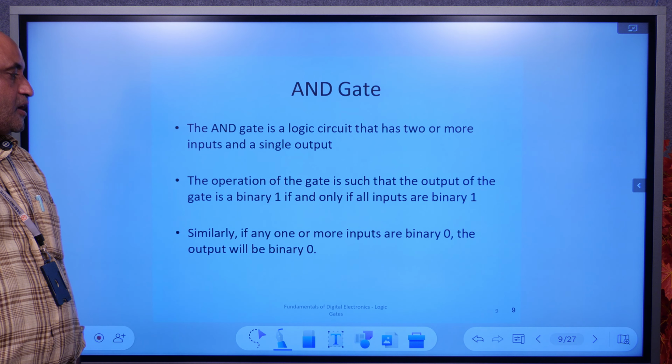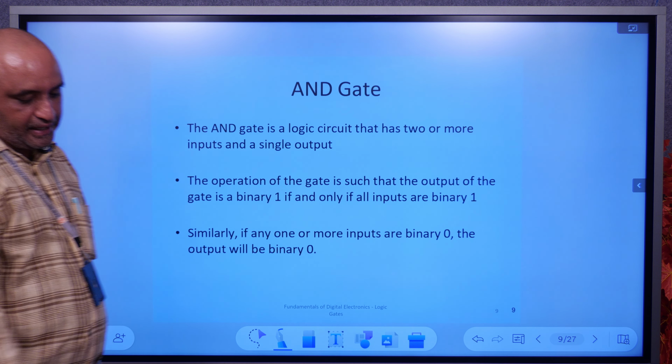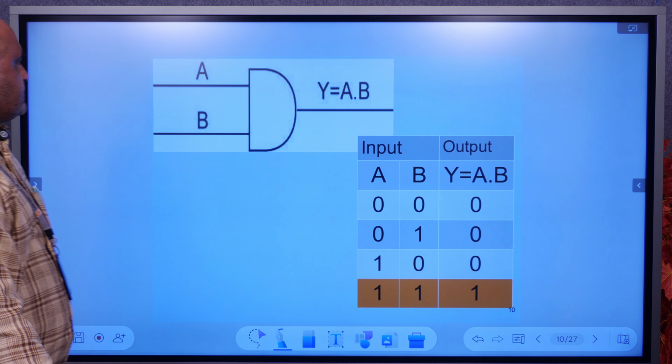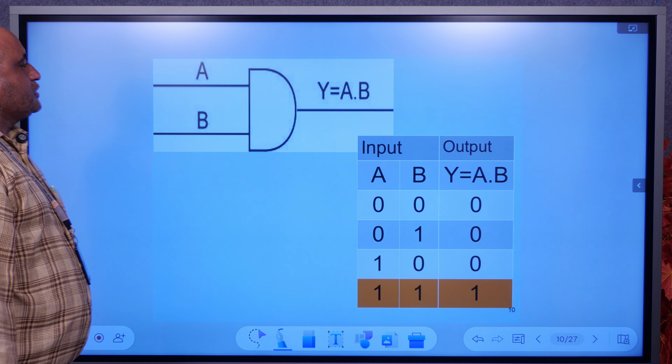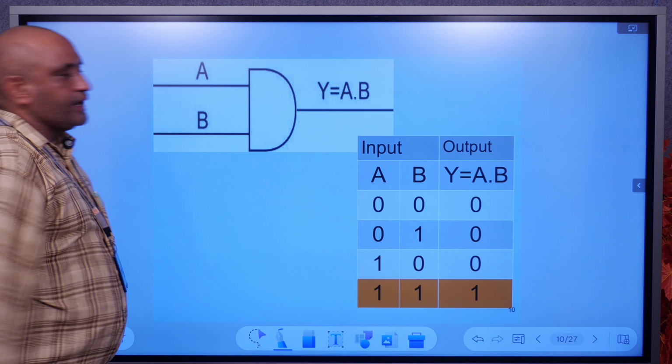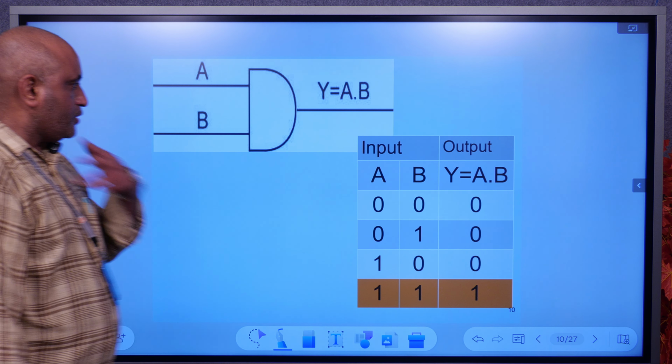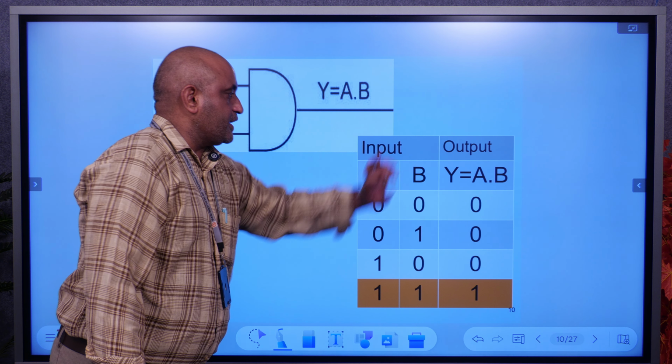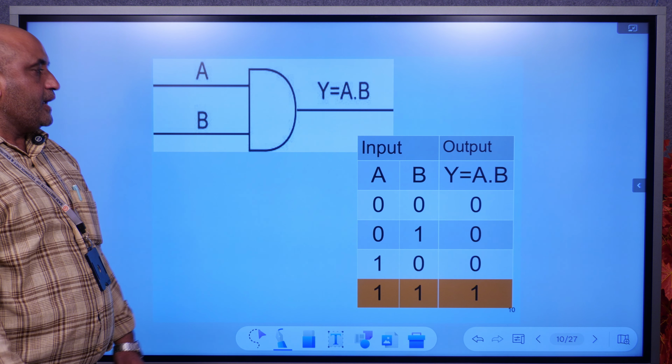Similarly, if one or more inputs are binary 0, the output will be binary 0. This is the diagram. Suppose both are AND gates, A and B are the inputs, and the output is Y equal to A into B. This is the truth table.